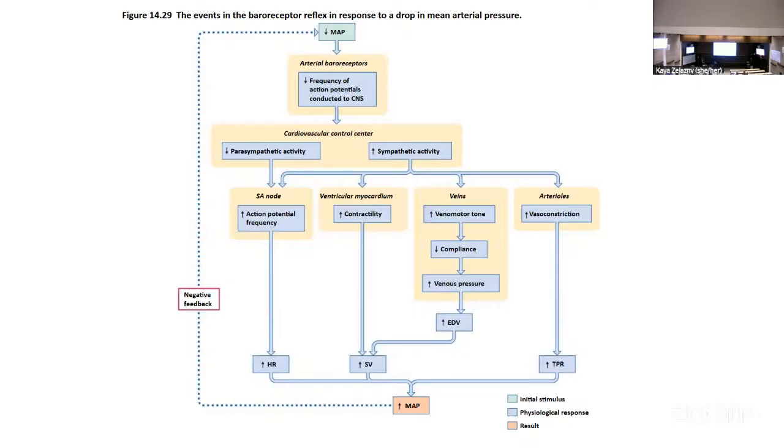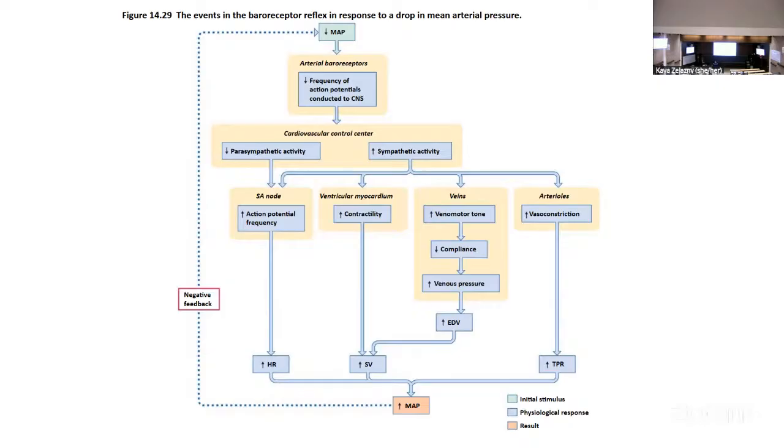So we know that our mean arterial pressure is responsive to our heart rate and stroke volume, because those are our cardiac output, our flow. And we know that it's also responsive to our total peripheral resistance. So we left off right before starting this reflex mechanism called the baroreceptor reflex. So we're going to walk through that right now.